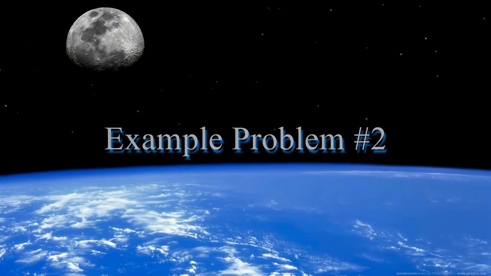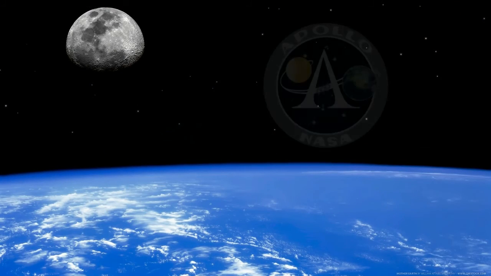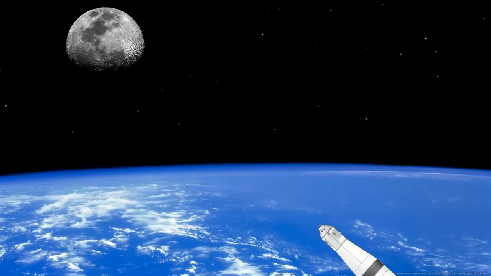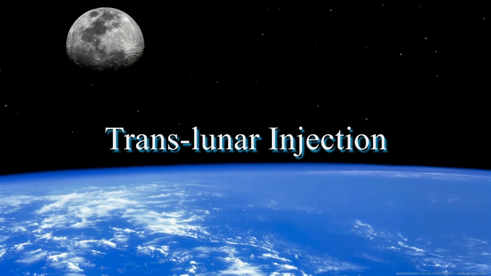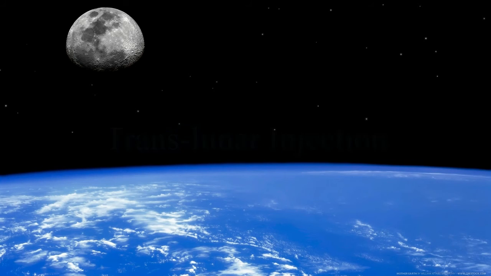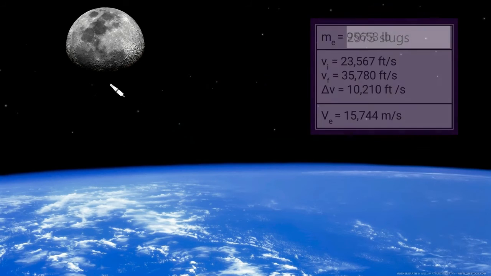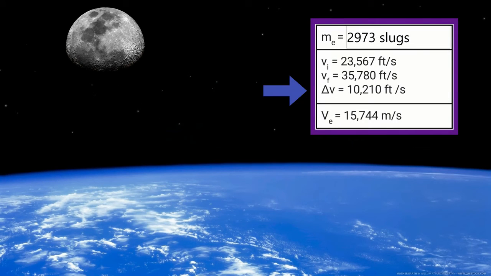Let's try another example, this time one from real life. During the Apollo missions to the moon, the third stage of the rocket, the S-IVB, had to provide a sufficient delta V to get the spacecraft out of Earth's orbit and send it to the moon, a process called translunar injection. Let's figure out how much fuel was required to perform translunar injection. We know that the required delta V was 10,200 feet per second. The exhaust velocity of the stage's J-2 engine was 15,740 feet per second. And the final empty mass of the spacecraft was 2,973 slugs.